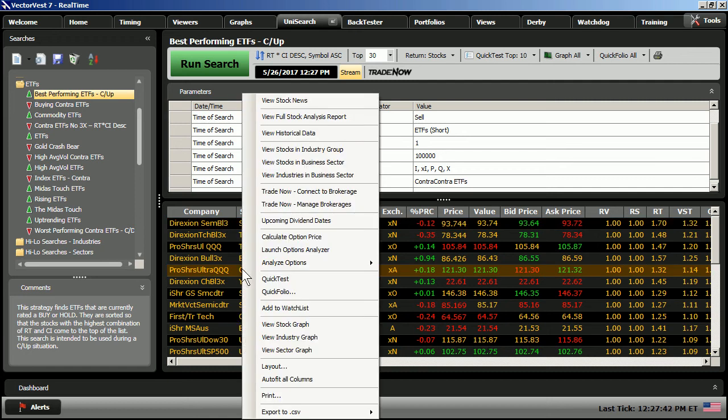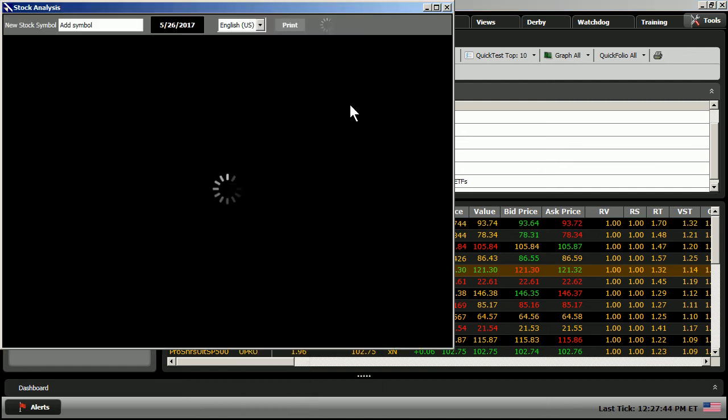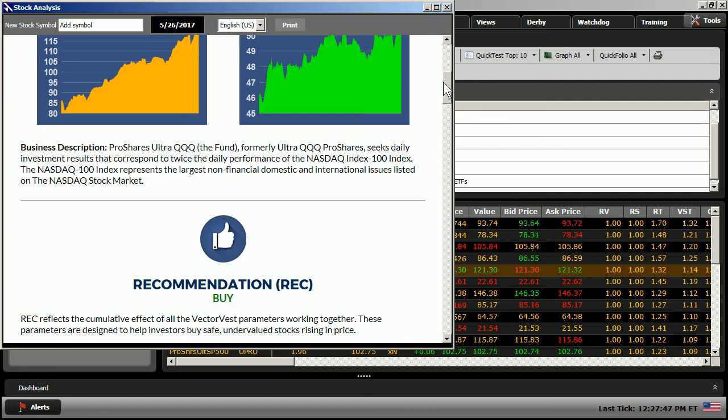QLD. Let's right click, go down to View Full Stock Analysis Report. Let's scroll down. This one is looking at twice the daily performance of the NASDAQ Index 100. So as the NASDAQ 100 goes up 1%, this will go up 2%. If it goes down 1%, this ETF goes down 2%. So it's still leveraged, but not as leveraged as the triple leverage.